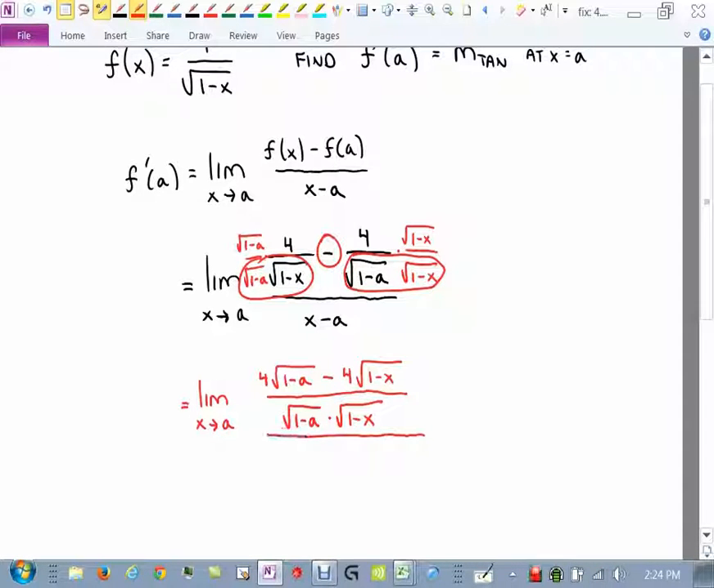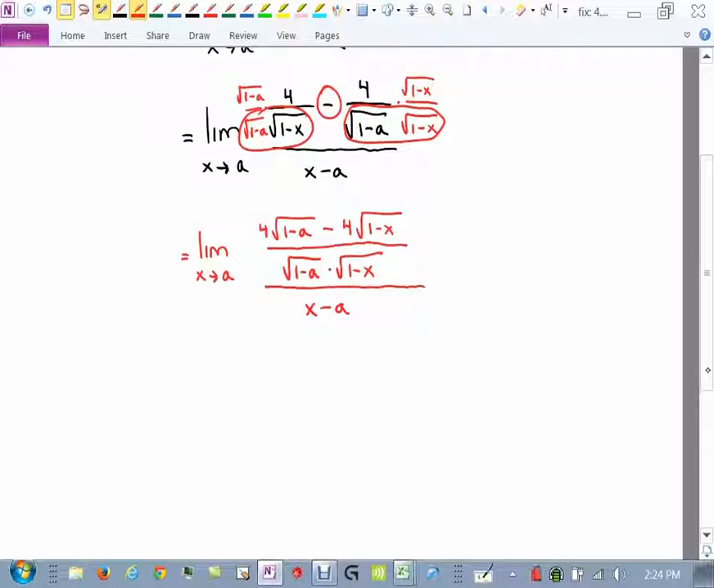What a mess this looks like. Okay, I don't see anything that cancels right away again. In other words, I don't see anything that's going to cancel this out, so we don't have division by 0. So because I see square roots, I'm coming in with the conjugate, top and bottom here. Conjugate of what? Conjugate of this. So I'm going to go 4 root 1 minus a plus 4 root 1 minus x. And then the same thing on the bottom, root 1 minus a plus 4 root 1 minus x.